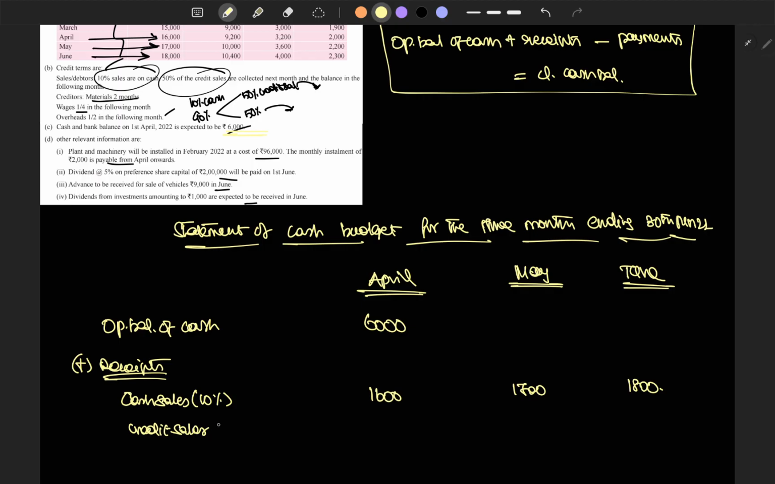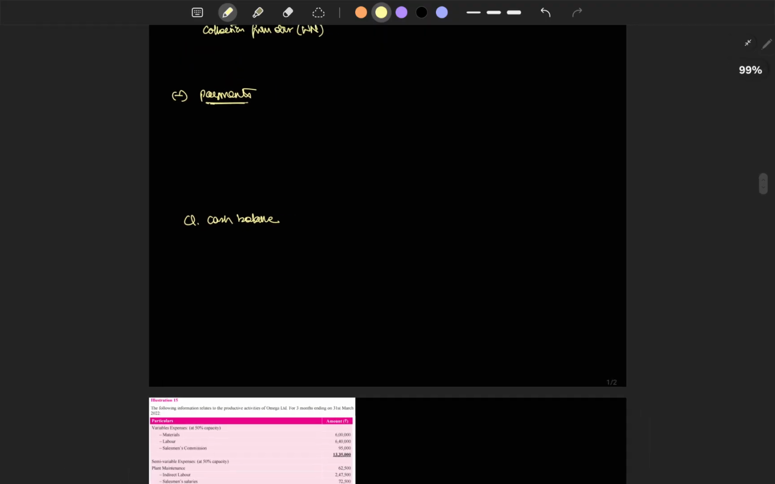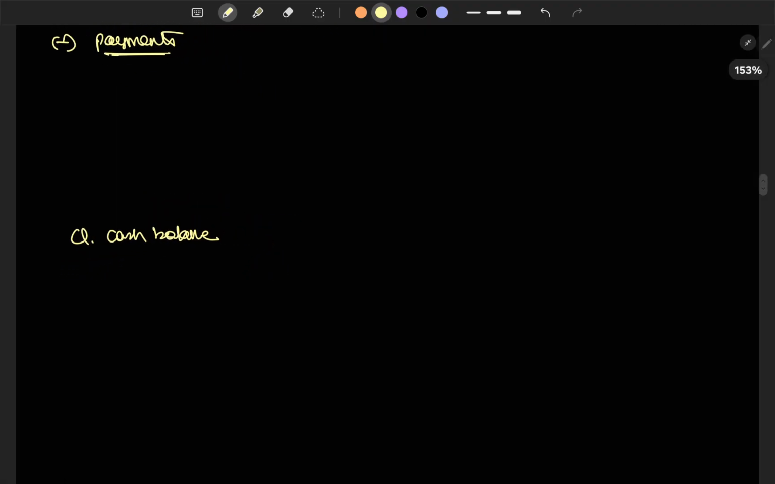Credit sales, 90 percentage, right? Sorry, this is not credit sales. We should not add credit sales into the cash budget because this is cash items only. Collection from debtors. For this let's prepare a working note.